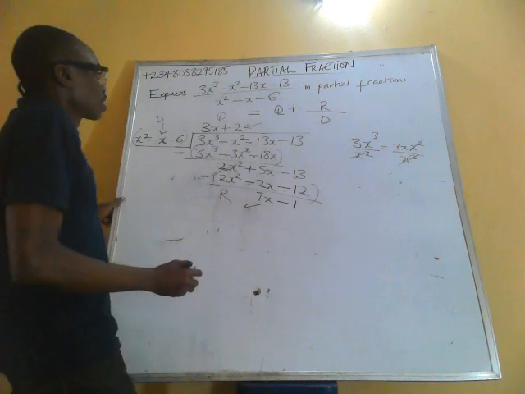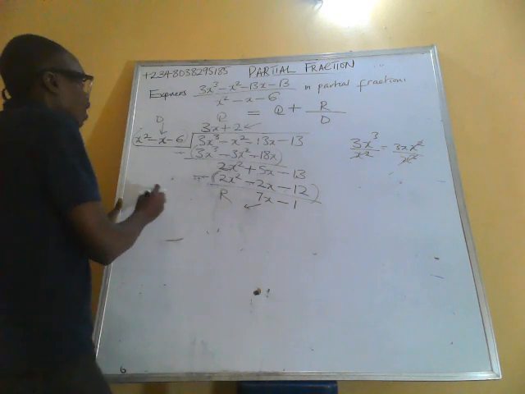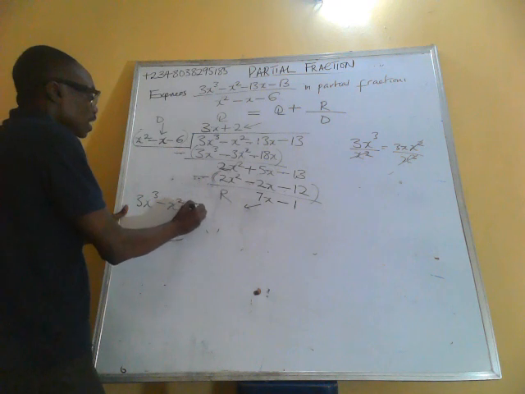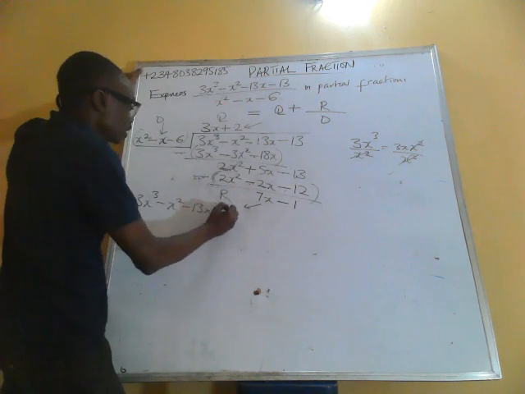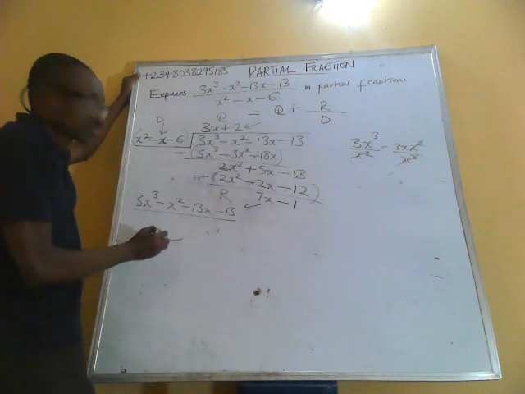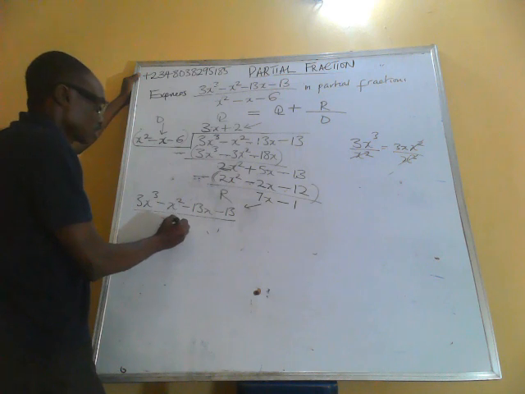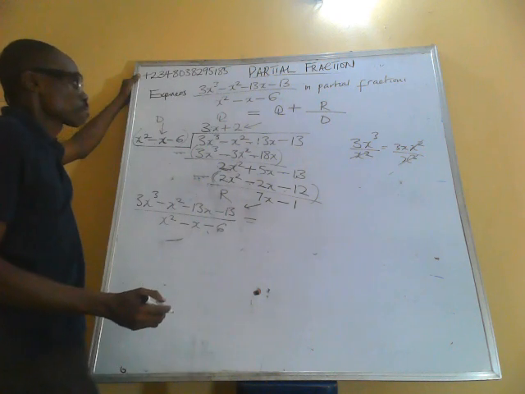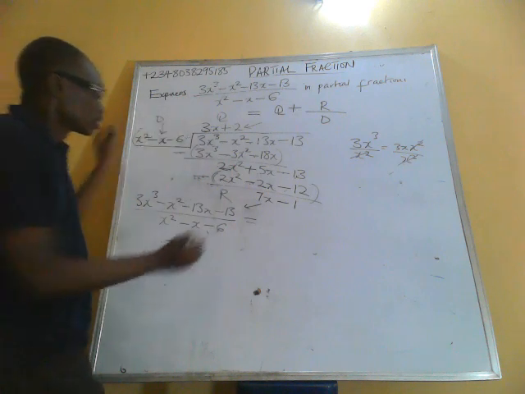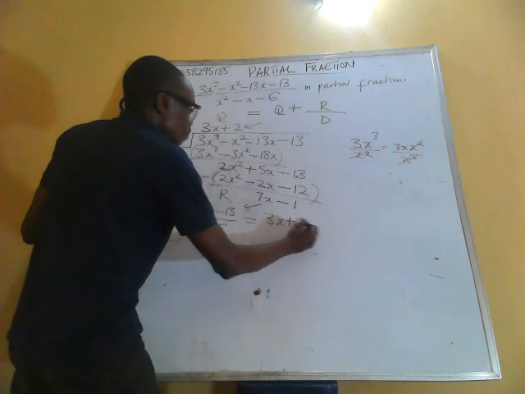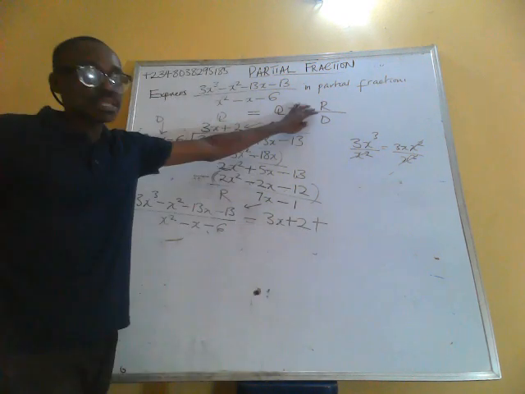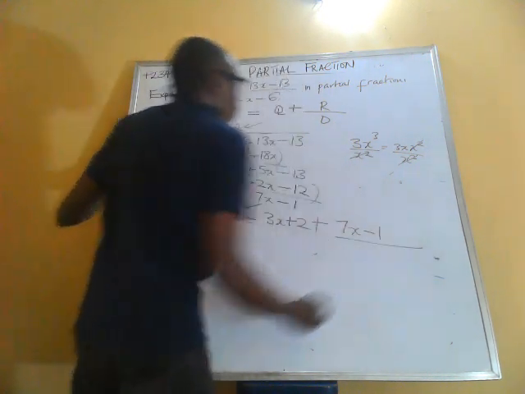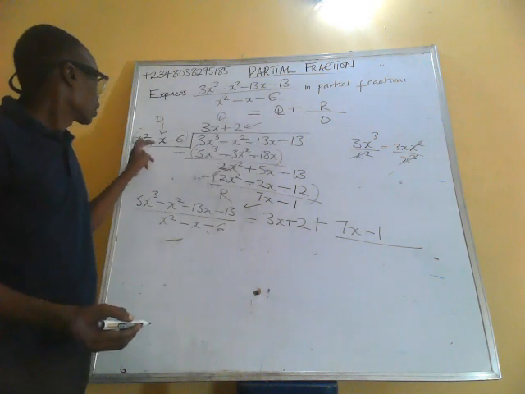So at the end of the day, we have that our equation originally, which was 3x cubed minus x squared minus 13x minus 13 all over x squared minus x minus 6, is equal to our quotient, which is 3x plus 2, plus our remainder, which is 7x minus 1, all over our divisor, which is x squared minus x minus 6.